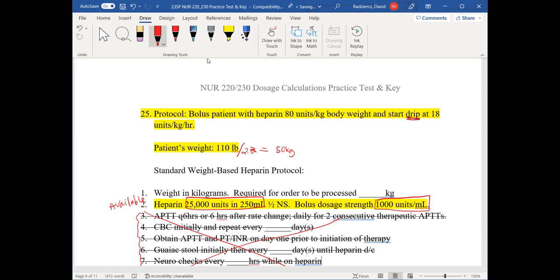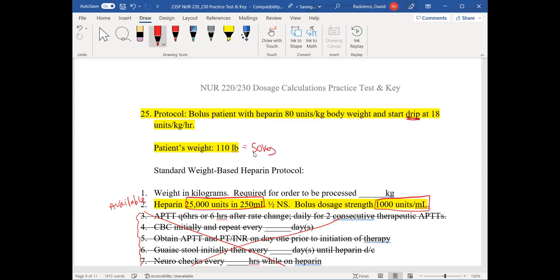All right. Sorry, that's bothering me, how that looks. Let me just fix that. So I'm just going to say it equals 50 kilograms.